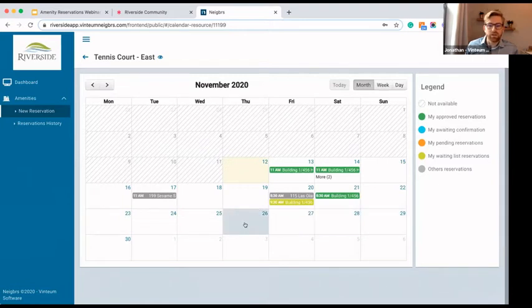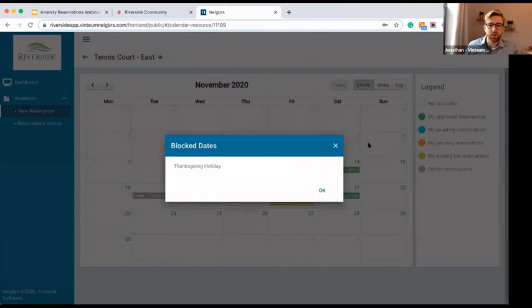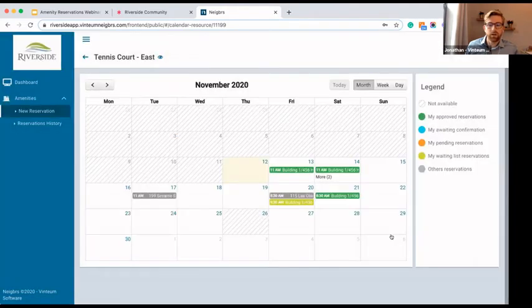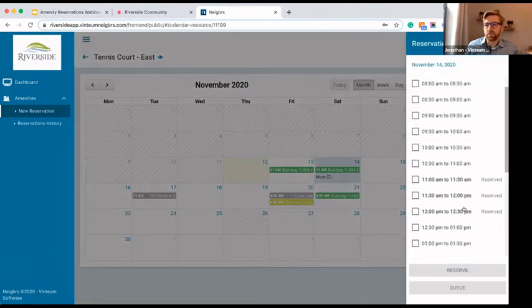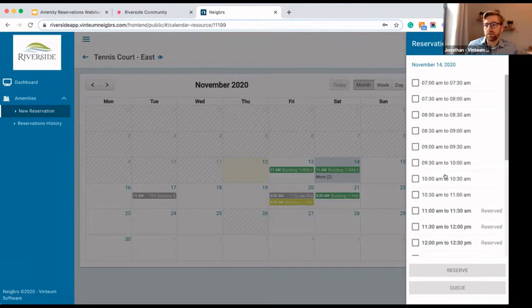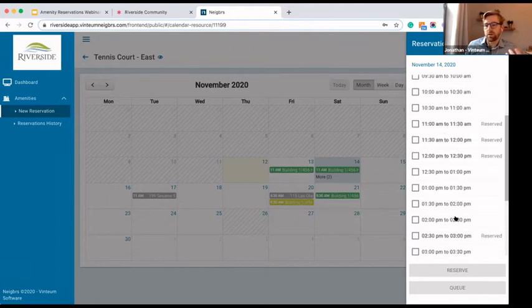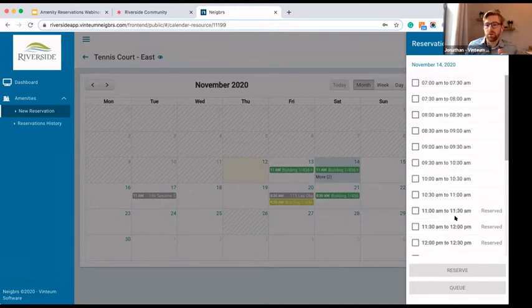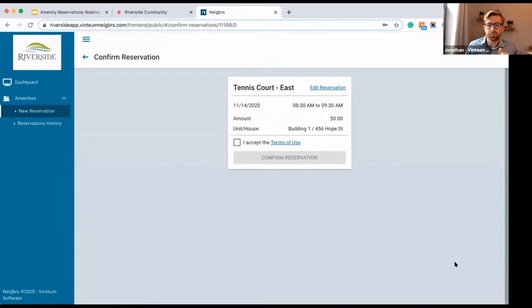We'll notice on the 26th, this is blocked for Thanksgiving. If I'm thinking about booking on Saturday, here's where we're able to see when it's currently reserved and when it's open. Now we can place restrictions, such as needing a couple hours between reservations or a certain amount of time in advance. But I'm going to go ahead and book between 8:30 and 9:30. Let's see if we can do that.